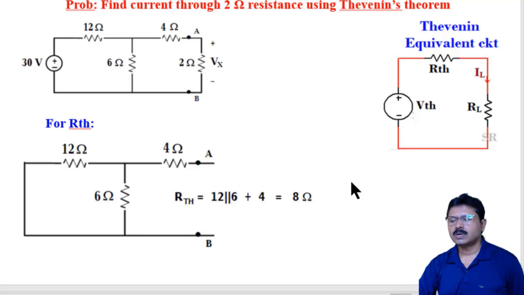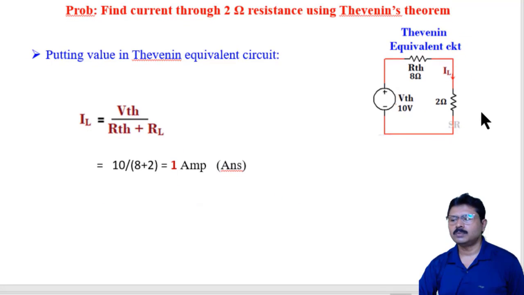So now we will put the 10 volt here and we will put the 8 ohm here, and load resistance is having a particular value, that is 2 ohm. So we will put all the values in the equivalent circuit, 10 volt, 8 ohm and 2 ohm. Now it is very easy to calculate the load current. Load current will be 10 divided by 8 plus 2. So 10 divided by 8 plus 2, ultimately we will get 1 ampere current.